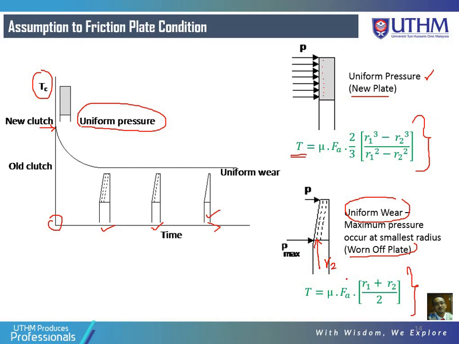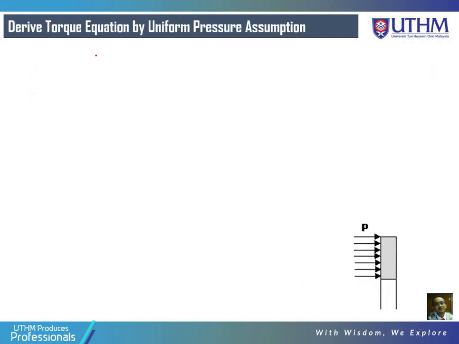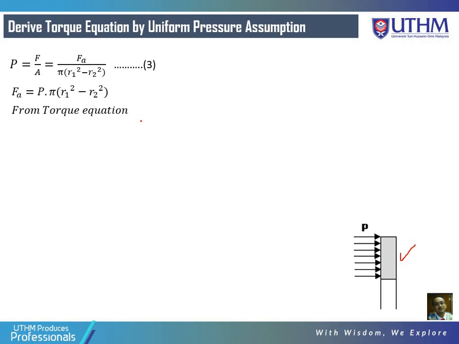Maximum pressure is being received at this area, P max, which is considered as R2. Okay, now how to derive the torque equation by the uniform pressure assumption, which is for brand new clutches. From the previous equation, P is equal to F over A, and then rearrange the equation for the torque equation.